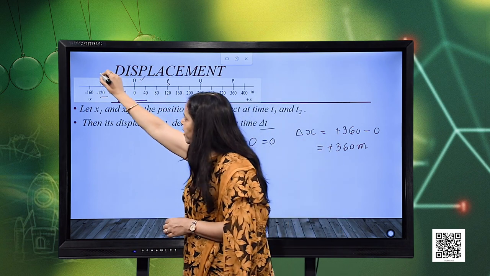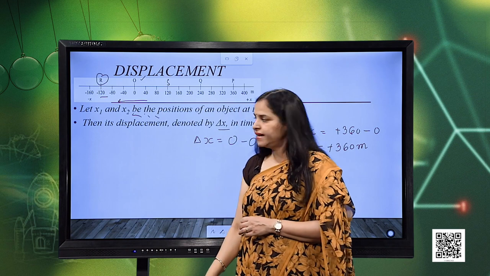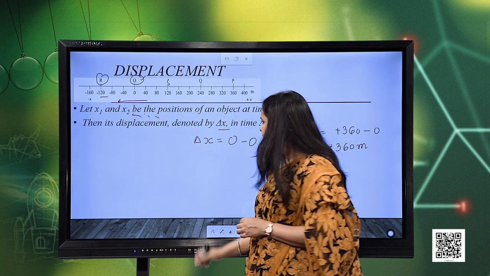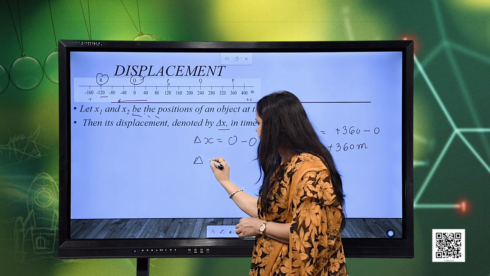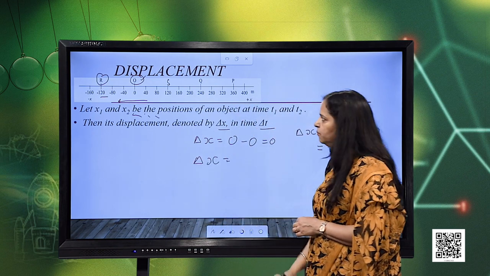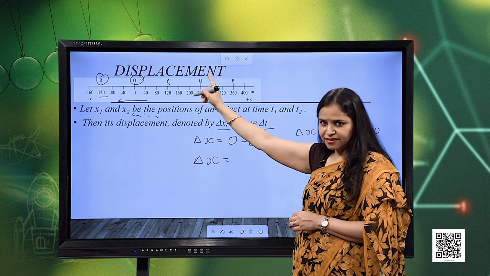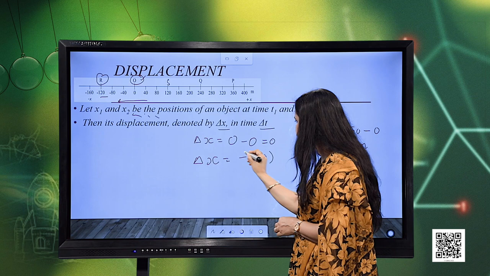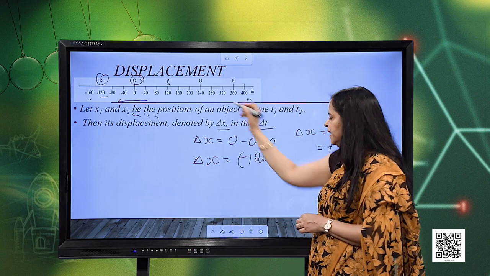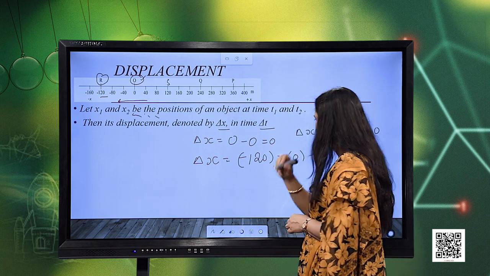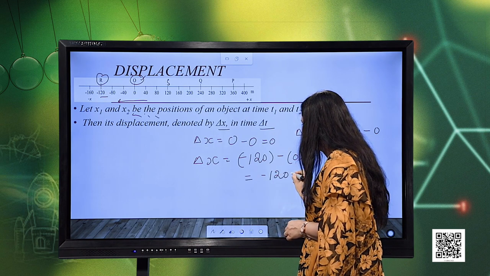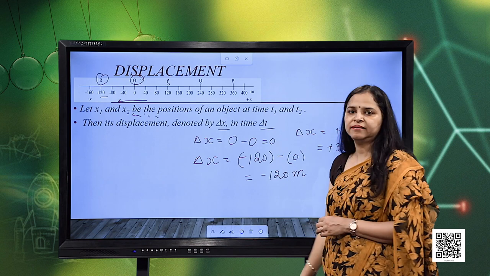We just need to focus on the final and the initial positions. So here the final position is minus 120, and the initial position is O. So in this case, delta x will be equal to the final position, along with the sign, minus 120, minus the initial, which is 0. So what is the displacement? The displacement is minus 120 meters.